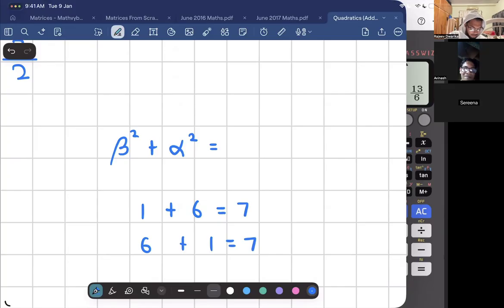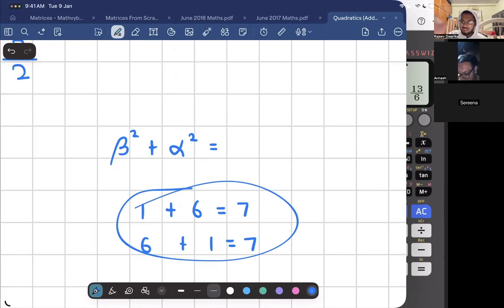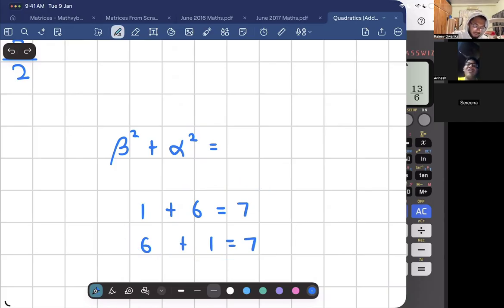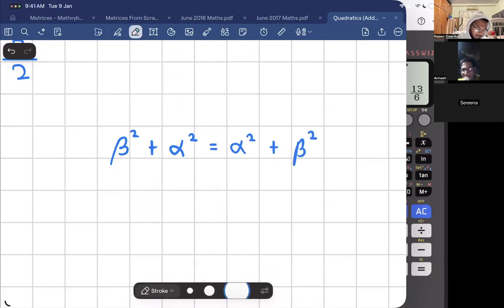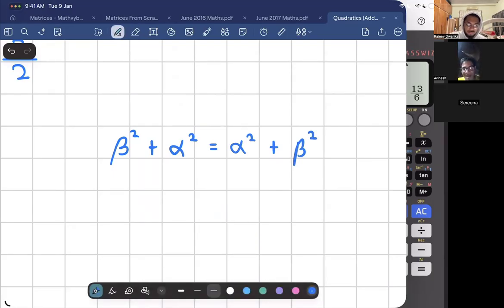Look at this pattern over here. 1 plus 6 is 7 and 6 plus 1 is 7. So beta squared plus alpha squared will just be alpha squared plus beta squared. Right. And what do we know alpha squared plus beta squared is? Bracket alpha plus beta squared minus 2 alpha beta. Yes. Big up yourself. You have it.